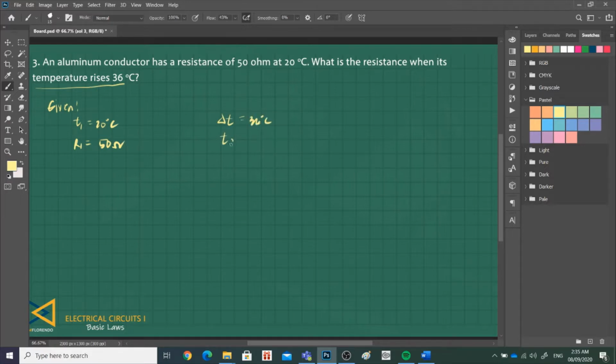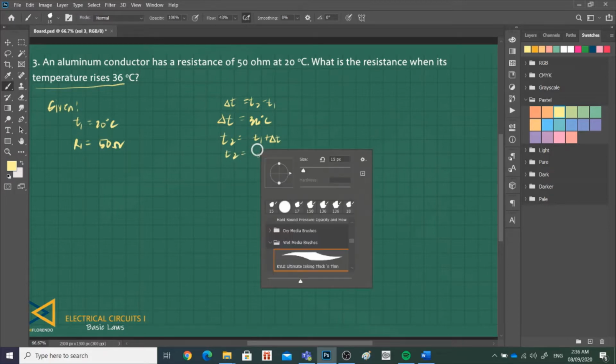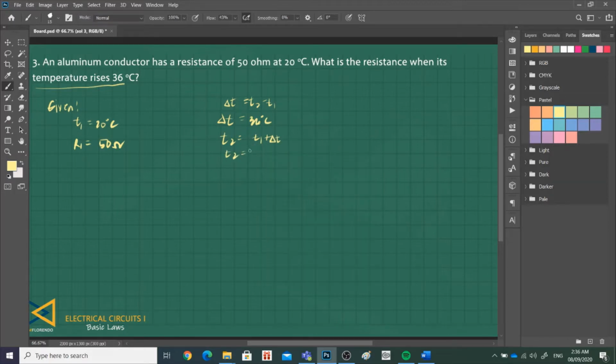Kung gusto mong makuha yung T sub 2, since delta T is T sub 2 minus T sub 1, so T sub 2 is T sub 1 plus delta T. So, T sub 2 is 20 degrees plus 36. So, that is 56 degrees Celsius.